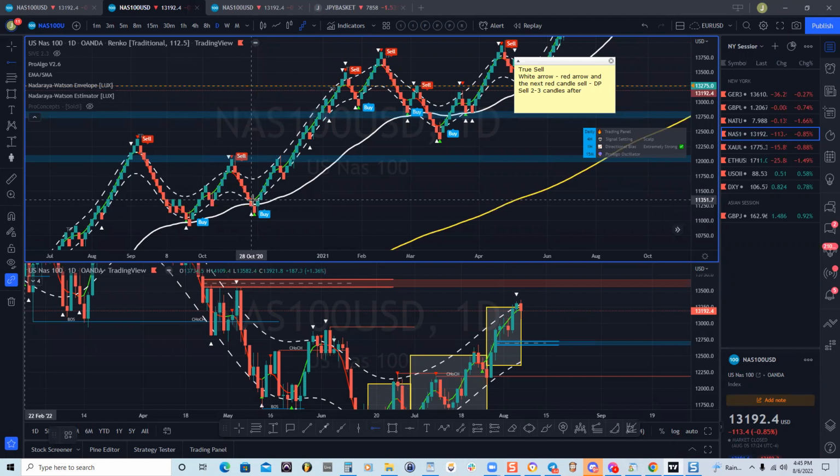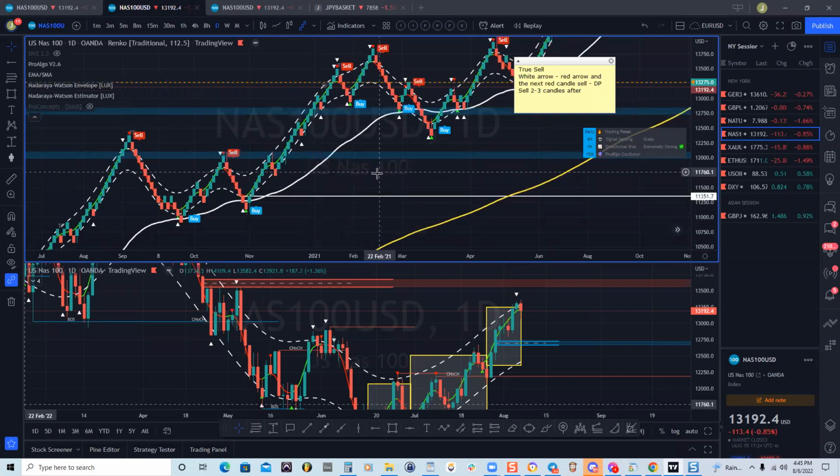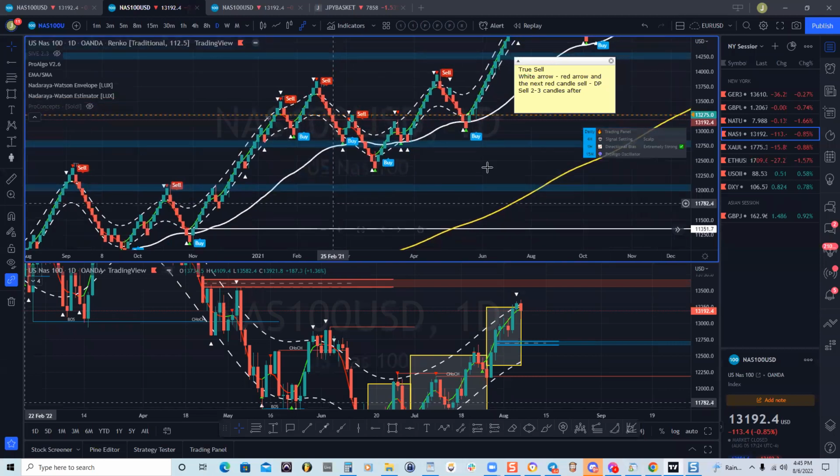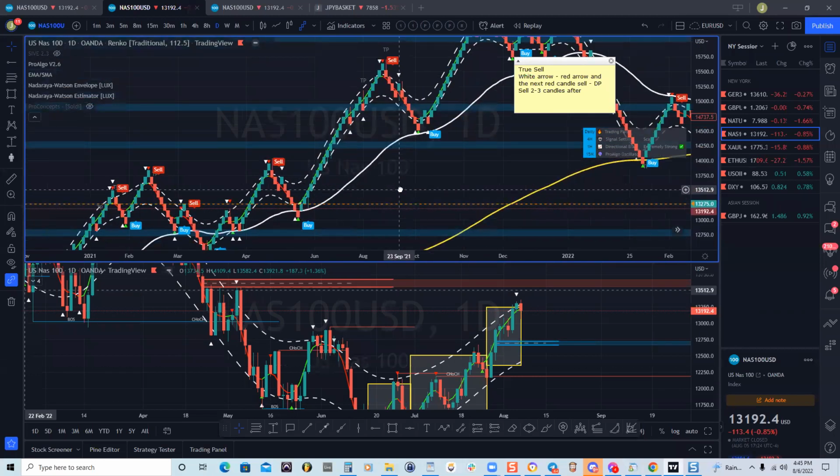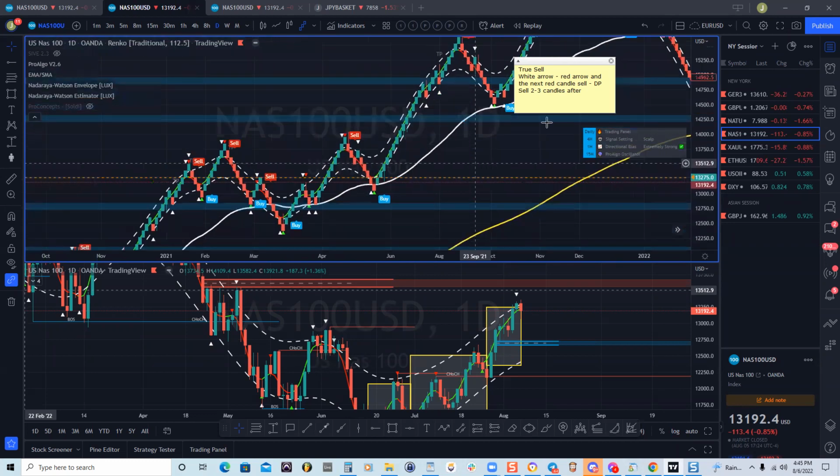This is a safe entry right here because you got the white, green, and a candle close above the 50. Or you just be safe and wait till the candle closes above, but you're missing out. This is how I'm going to trade it. Now everyone has their own way to trade it, but let me break it down even more. So this is a sell: white arrow, red arrow, next red candle, sell.